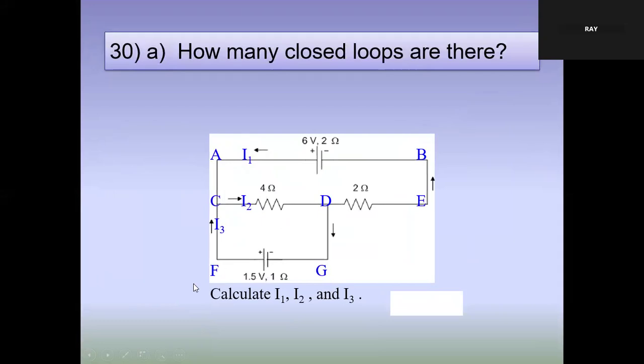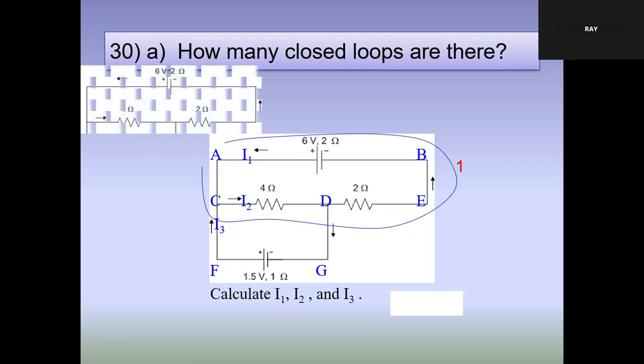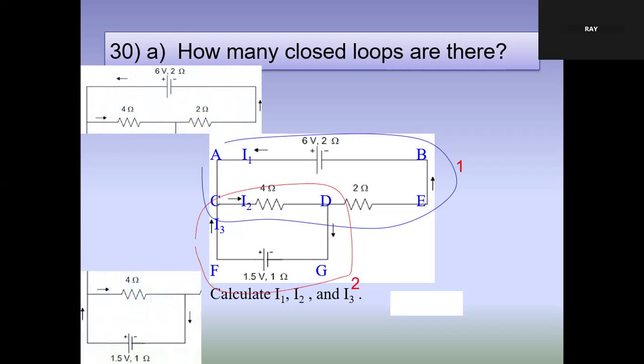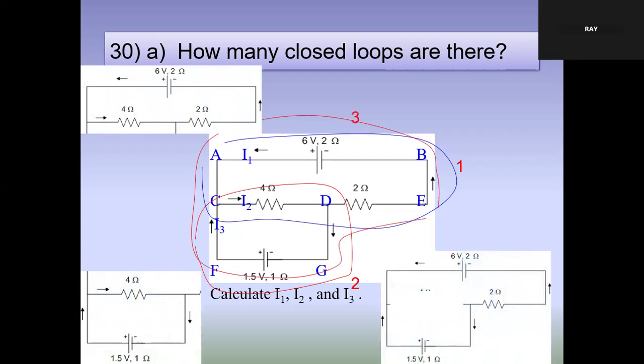How many loops are there? Number 30. How many closed loops are there? Okay. This one looks like there's two closed loops. One, right? That's one of them. Two, right? The whole thing. And then three.